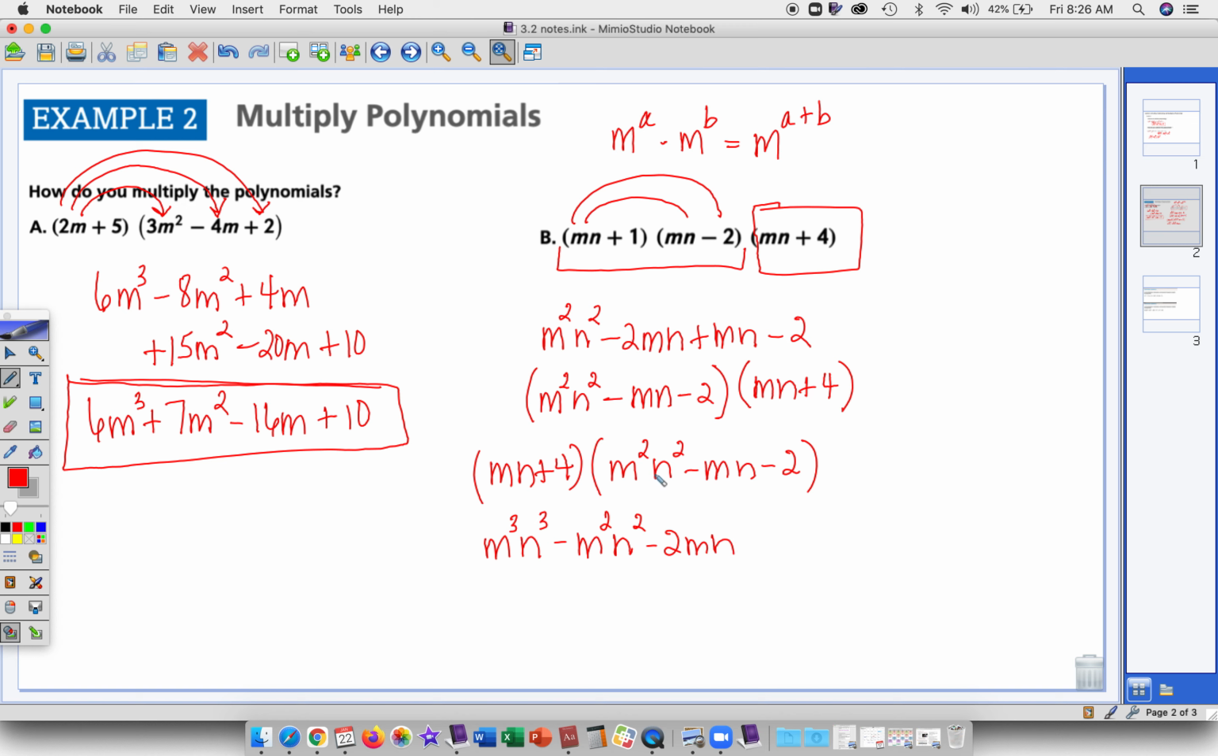Now I'm going to distribute the 4, and I'm going to line these up again vertically, so it's 4m squared, n squared. So I'm going to put that right here. And then 4 times mn, and then 4 times negative 2. Now I'm going to add in a vertical direction, so it's m cubed, n cubed. Negative 1 plus 4 gives me a positive 3m squared, n squared. And negative 2 plus 4 gives me a positive 2mn minus 8.